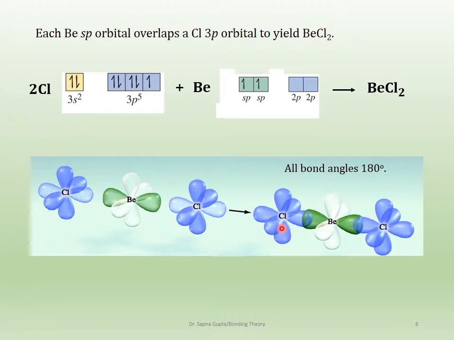Now, according to the VSEPR theory, as we talked about, the electrons are going to be as far away from each other as possible. That is still true, okay? And so the bond angle here is still going to be 180 degrees, and that is a characteristic of sp hybridization as well.